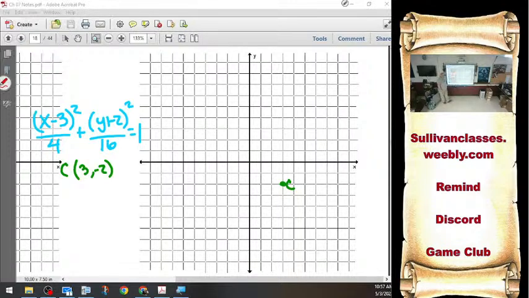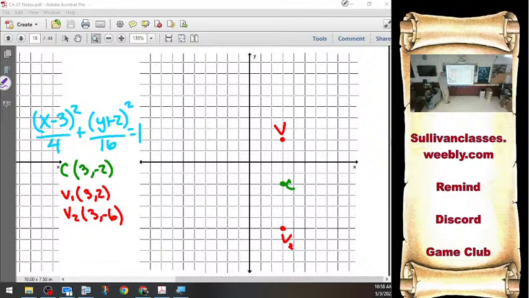Which one's a squared? 6. So what is a? I'm going a in both directions. I'm going a north 4 for a vertex at 3, 2. I'm going 4 south of that to have vertex 2 at 3, -6.